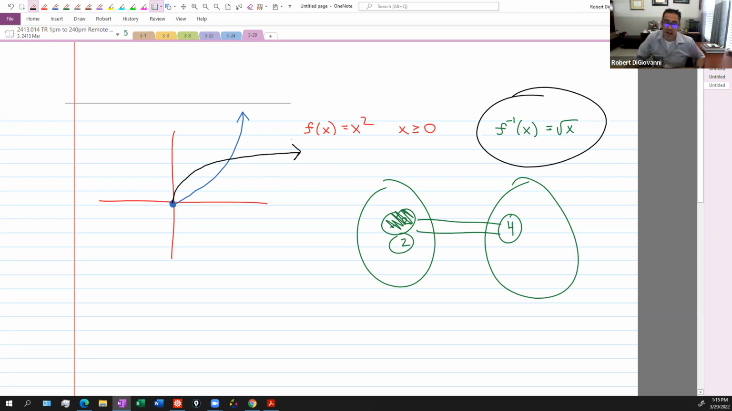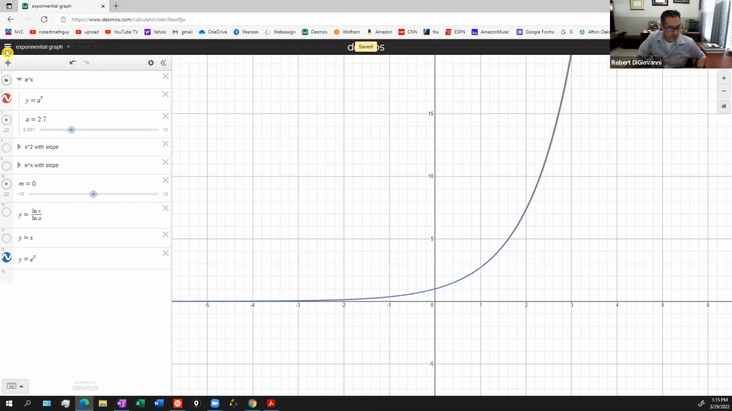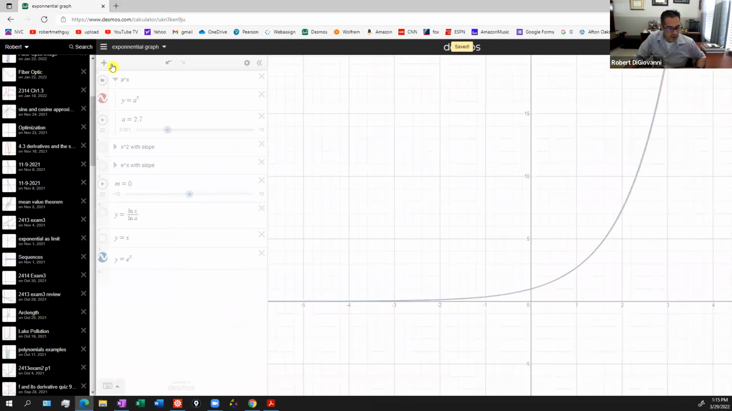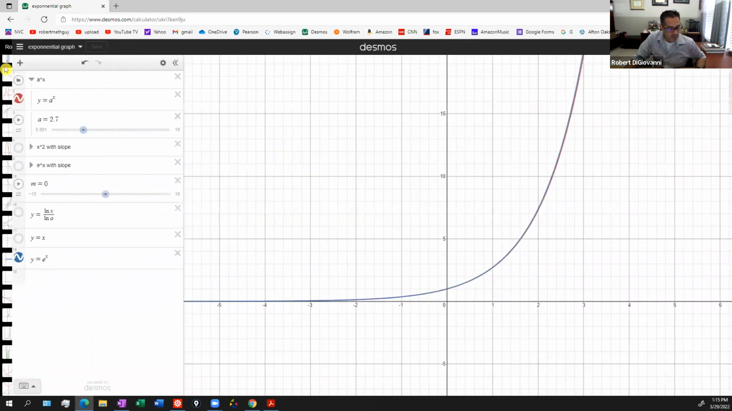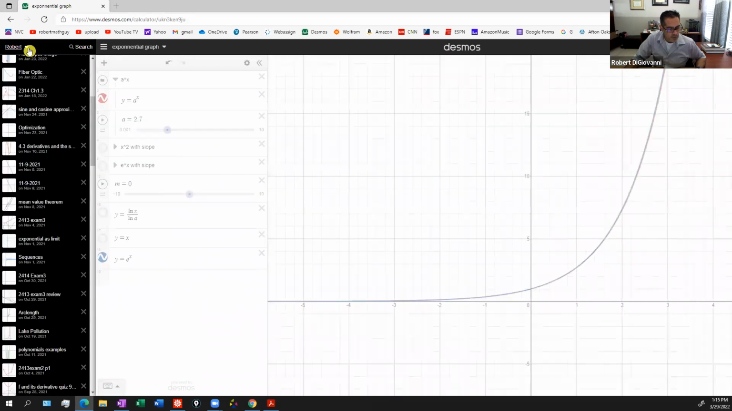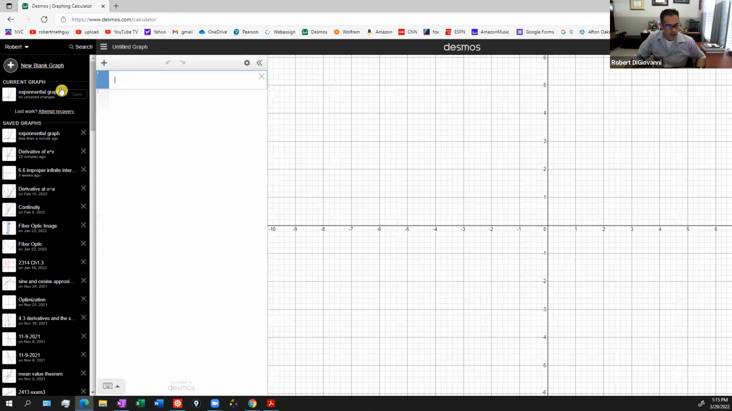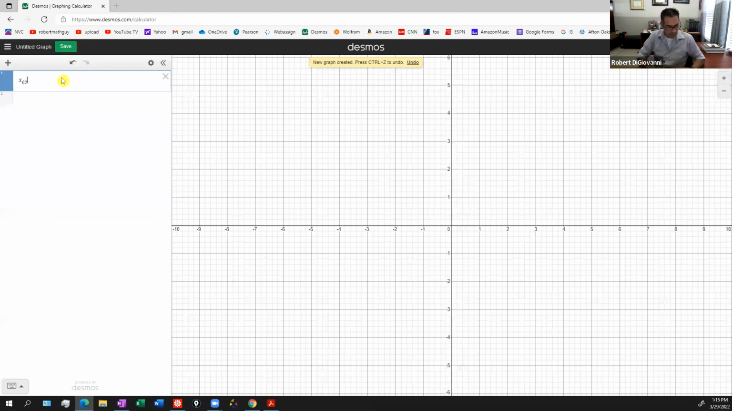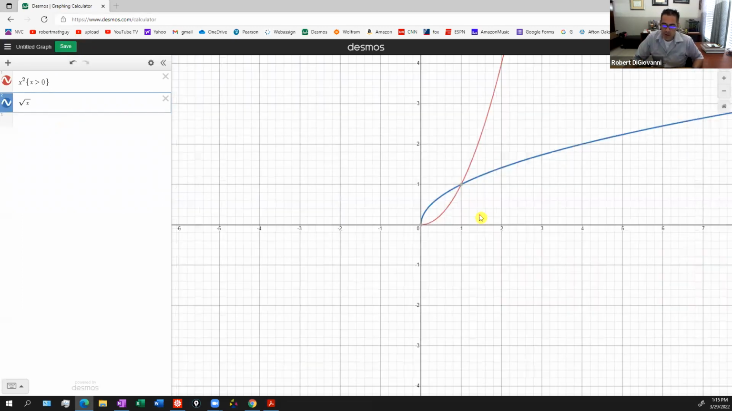That's what they look like together. So I'm going to go to Desmos and have it graph these because there's something important about this. Let me see here. I want a new graph. If I graph x squared, and only let x be greater than or equal to 0, I get this. If I graph the square root of x, I get this function.